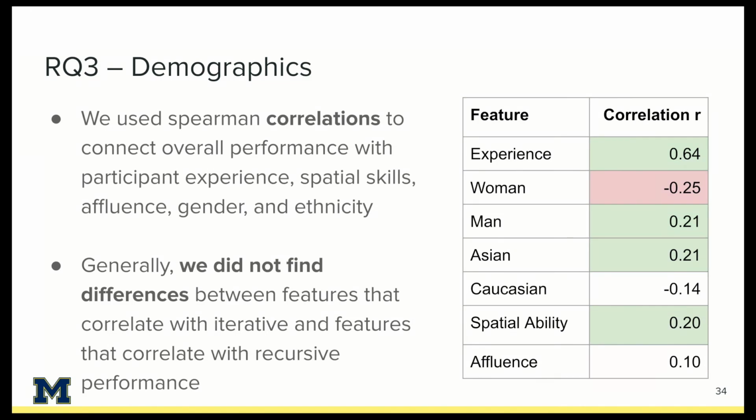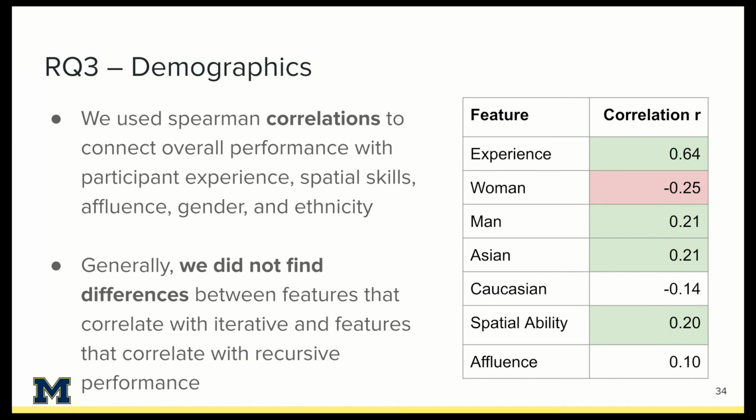While we observed no other medium to strong correlations, we did observe several small significant correlations that had R greater than 0.2. For example, we find on average that men perform better than women. We also find that spatial reasoning ability positively correlated with overall performance, while affluence did not. All of the significant correlations are highlighted on the chart in the slide.